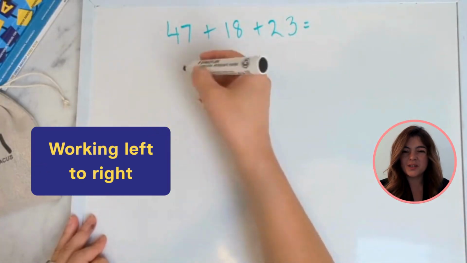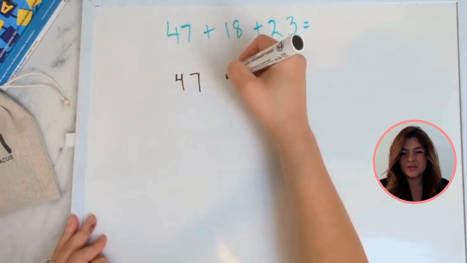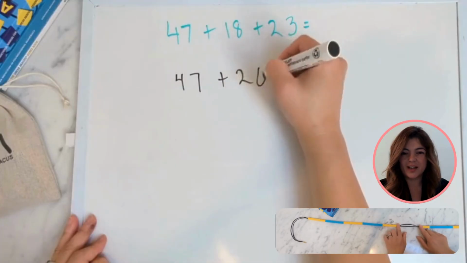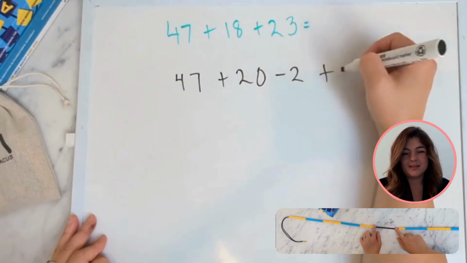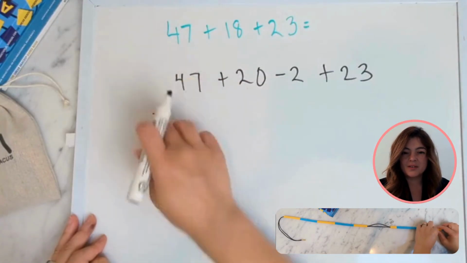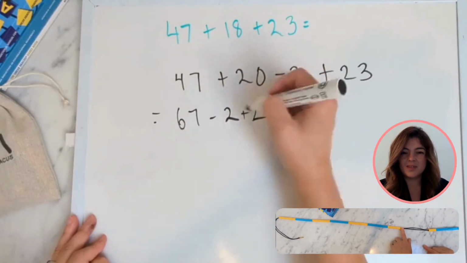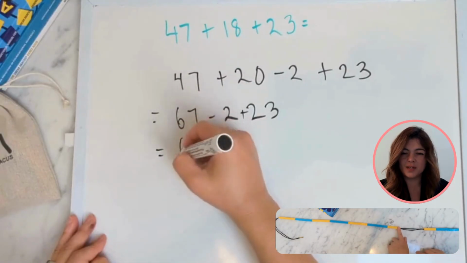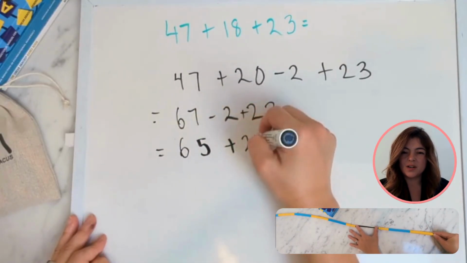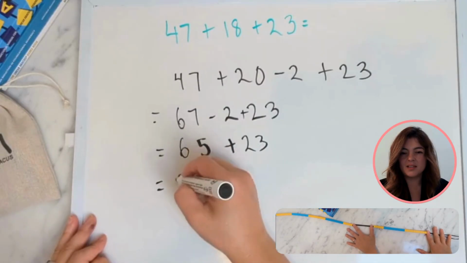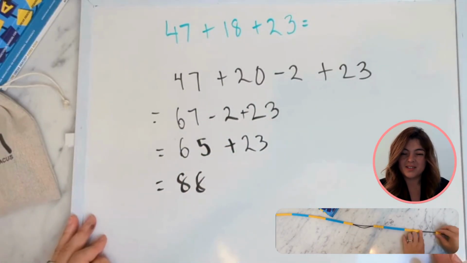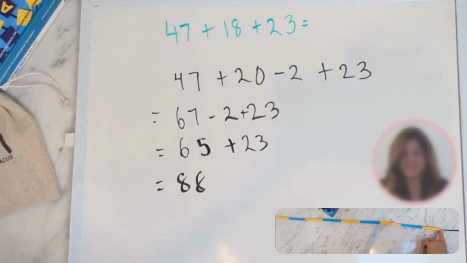So finally, we can work left to right. And I'm still using flexible thinking here, so I'm changing 18 to 20. And that means I subtract 2 and I add 23. And this just makes it much easier. So I've got 67 here, and I'm going to subtract the 2 and add the 23, which gets me 65 plus the 23. And I can use my knowledge of tens and ones here to see that it's 88.